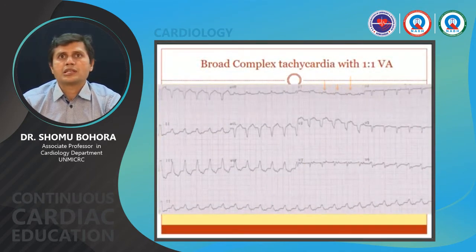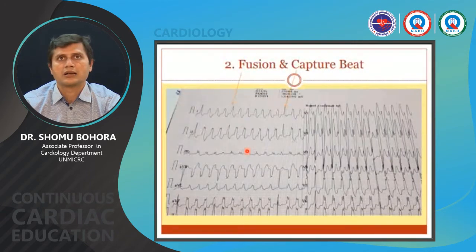As you see here, even in a ventricular tachycardia, 1:1 conduction is seen. It's a slow ventricular tachycardia, and this bump is suggestive of a retrograde activation of the atrium. It is positive in V1 and negative in 2, 3, aVF, suggesting it to be a ventricular tachycardia.